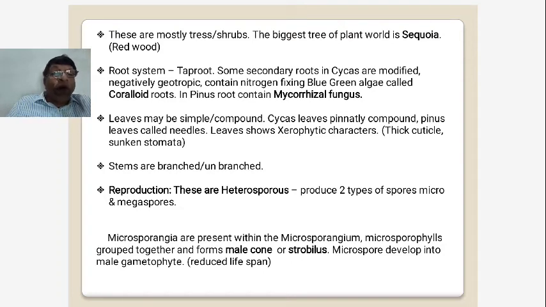As I told you, the microspores are liberated outside from the microsporangium. Later on, they germinate and develop into the male gametophyte. About this, I will discuss a little later. Okay? The male plant produces the male cone.